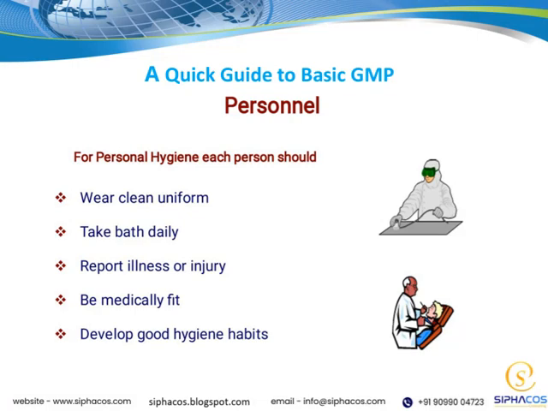Let's take a quick look at a basic guide to good manufacturing practice, or GMP. This is essential for ensuring the quality and safety of our products. First, GMP emphasizes the importance of a clean and hygienic environment, which helps prevent contamination. Next, it's crucial to have well-documented procedures and records. This ensures consistency and traceability throughout the manufacturing process.